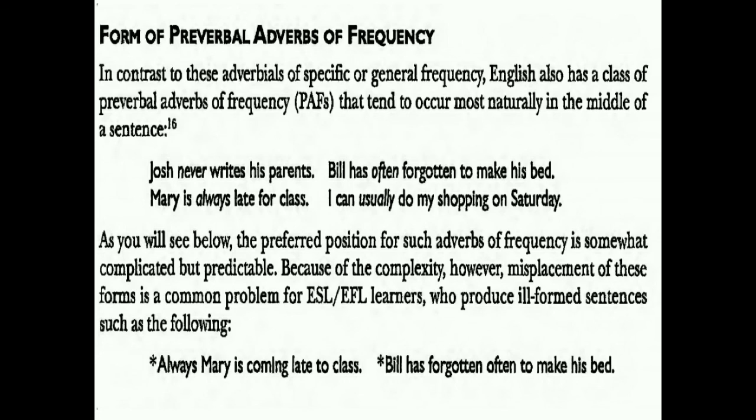Because of the complexity, misplacement of this form is a common problem for ESL and EFL learners, who will produce ill-formed sentences such as the following. Always Mary is coming late to class. Bill has forgotten often to make his bed.